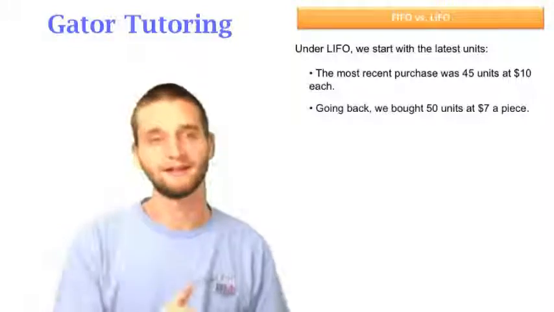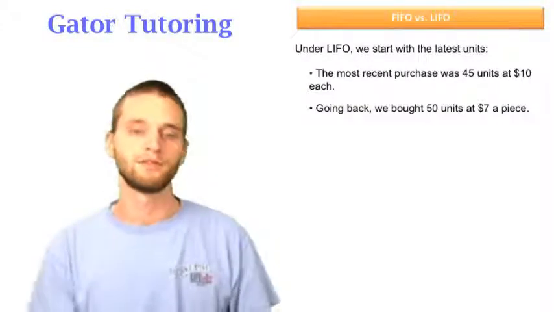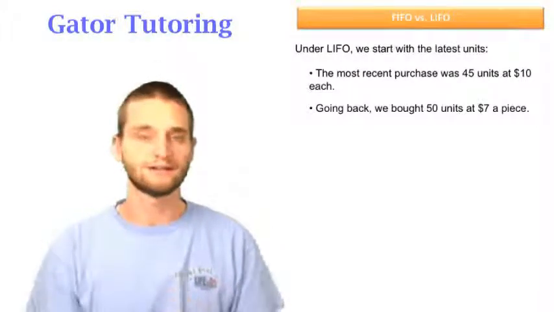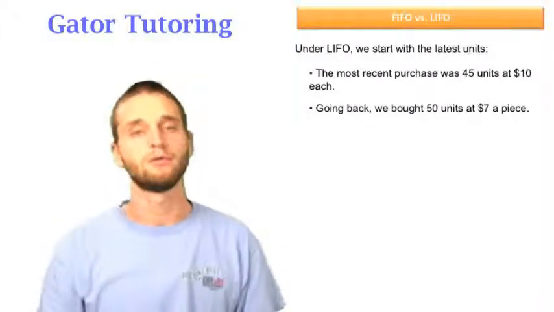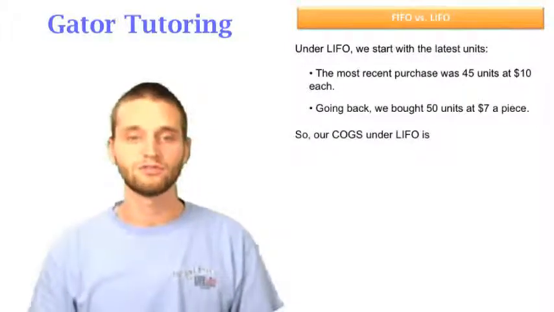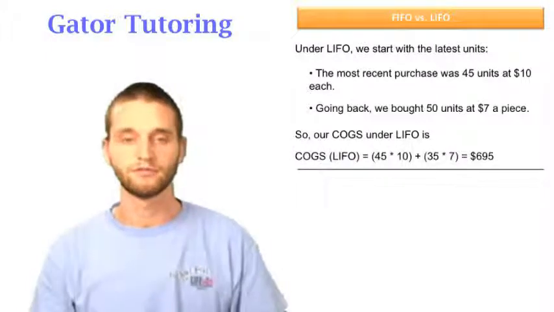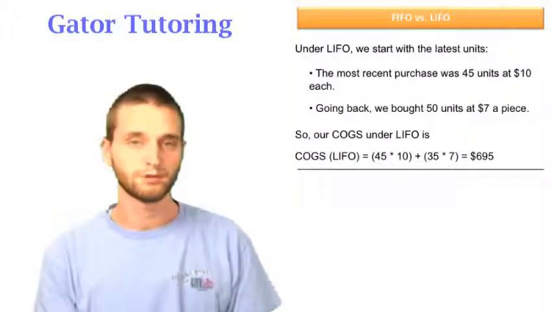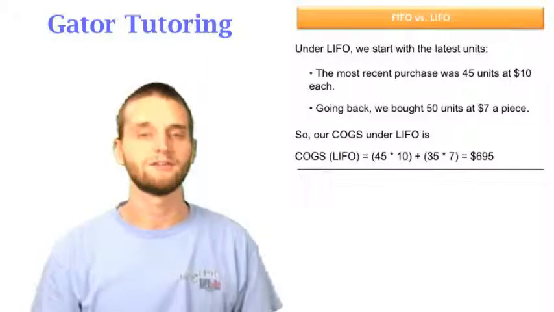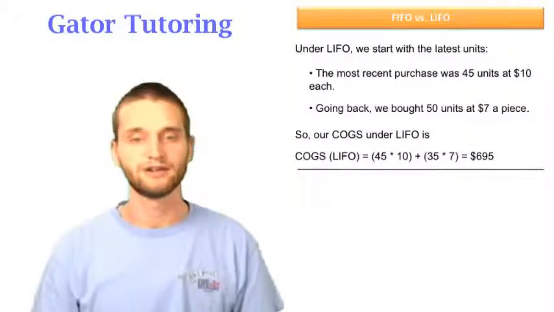Well, if we go back in time, back chronologically, the second most recent purchase was we bought 50 units at $7 a piece. So that's what we'll attribute those last 35 units of our 80 to. So our cost of goods sold under LIFO is the 45 at the $10 per unit plus the 35 units at the $7 per unit. That gives us a cost of goods sold of $695.